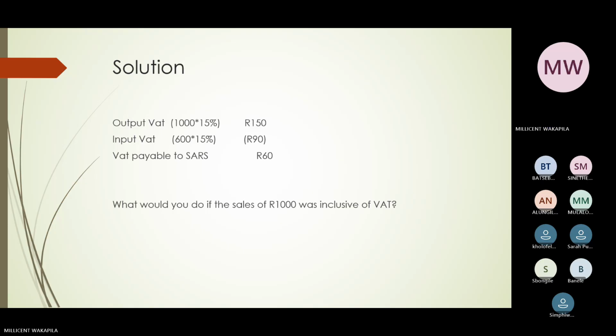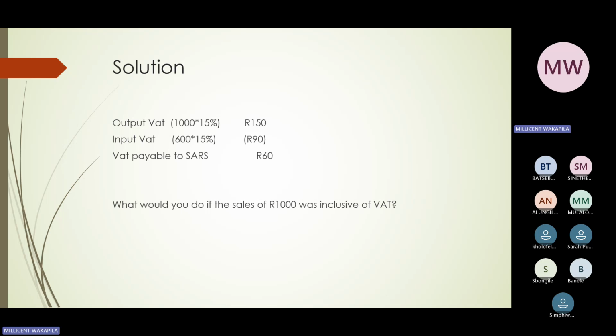So this question, which reads, what would you do if the sales of 1,000 rand was inclusive of VAT? Meaning it's no longer 100%, but it also includes VAT, and our VAT is 15%. So in this case, you would say 15% is what we're looking for. What we have is 115. I know maybe for some of you it doesn't make sense as of now, but if you don't understand what I've just explained, just get this.